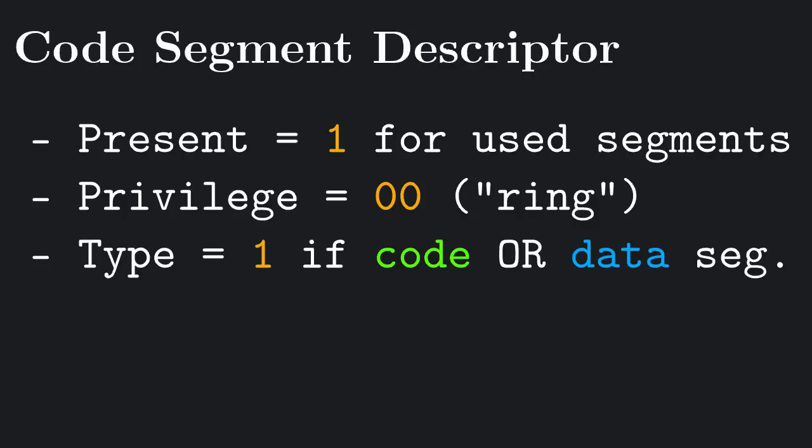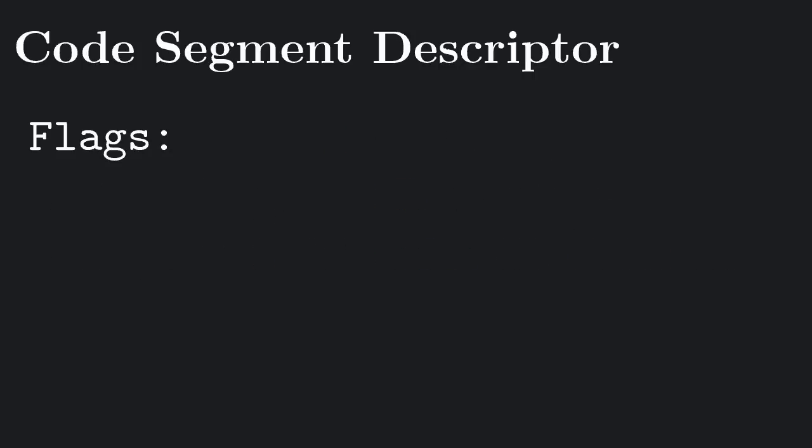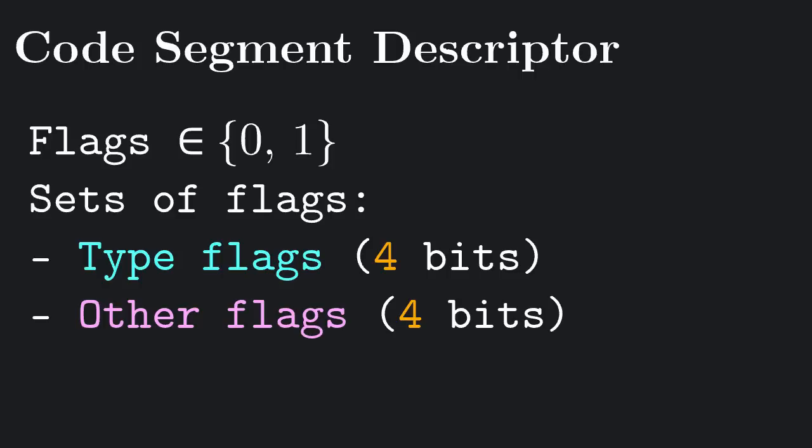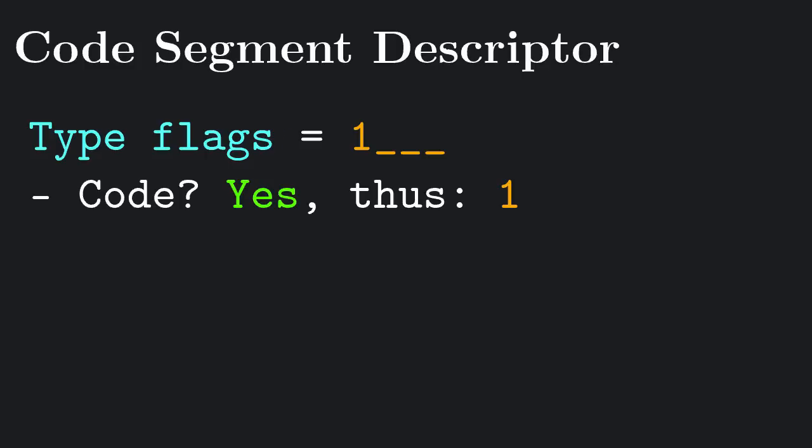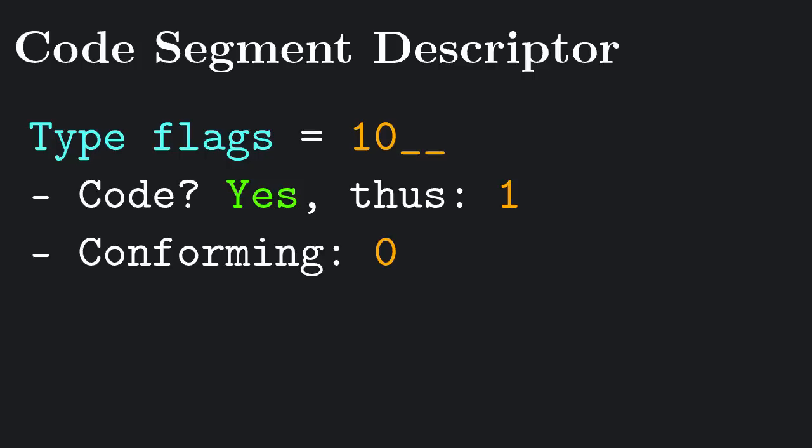The other properties of the segment are stored as flags. A flag is a single bit that represents a Boolean property. We have two sets of flags, both 4 bits long. The first flags are the type flags. We will examine them bit by bit. The first Boolean property is, will this segment contain code? This is the code segment, so we need to set this to 1. The second property is called conforming, and it asks, can this code be executed from lower privilege segments? As this is the highest privilege segment, we should set this bit to 0.